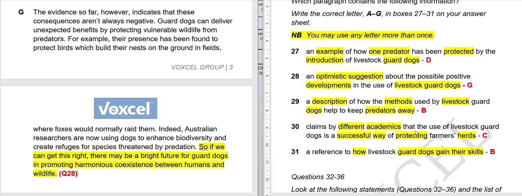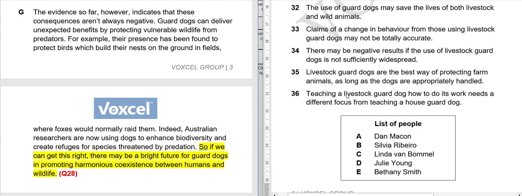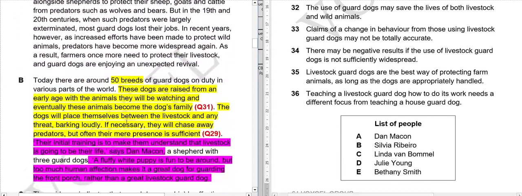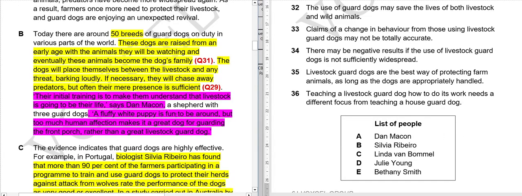Hope it is clear. Now what we'll do is we will do the list of people, and for that we have marked already. So let's see. Dan McCoon, here it is. What he says: the initial training is to make them understand that livestock is going to be their life, says Dan. And second thing he says is that a fluffy white puppy is fun to be around, but too much human affection makes it a great dog for guarding the front porch, not livestock. Let's see if there is anything about that.